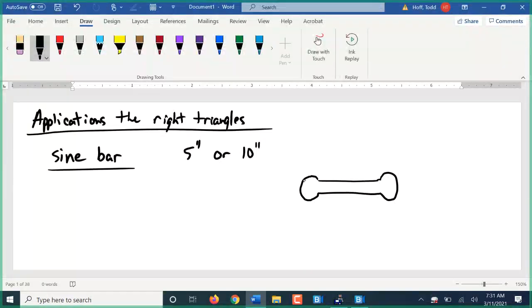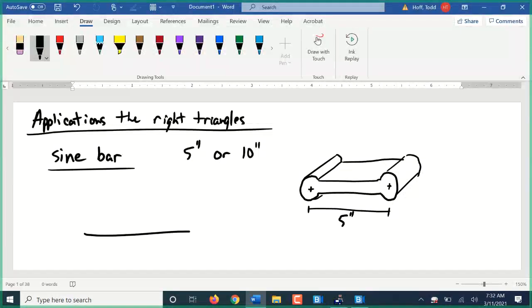And of course, there's a very precise distance from the center of those rounded ends. It's exactly whatever the length is. So let's say this is a 5-inch sine bar. That distance is exactly 5 inches. So we give this a little bit of a three-dimensional effect here. So it looks something like that. And the purpose of the sine bar, when you look at it from the end, it is used to construct precise angles.